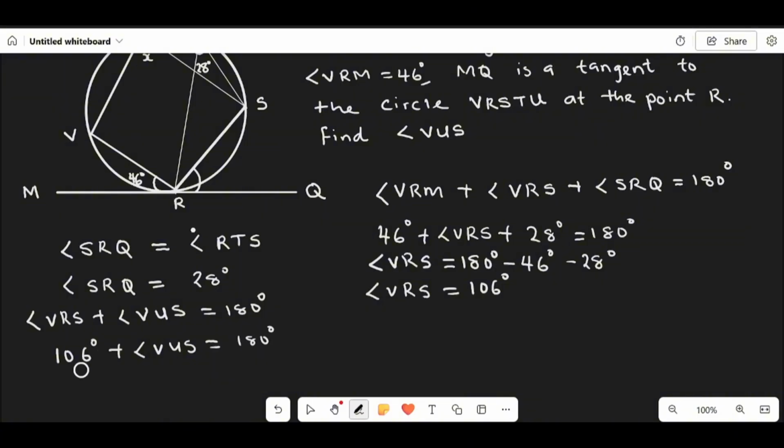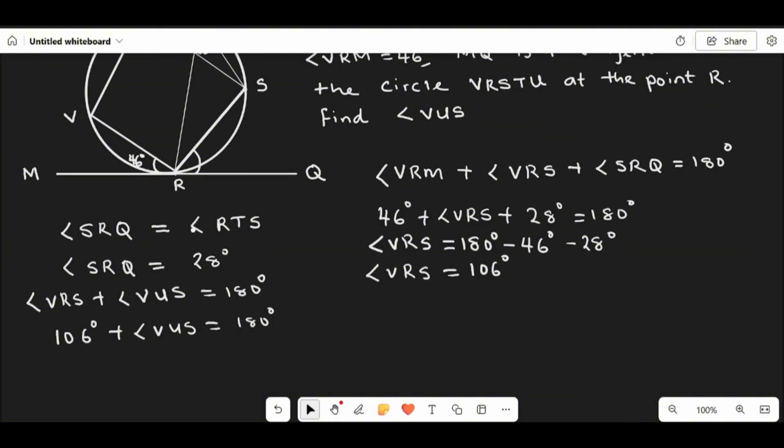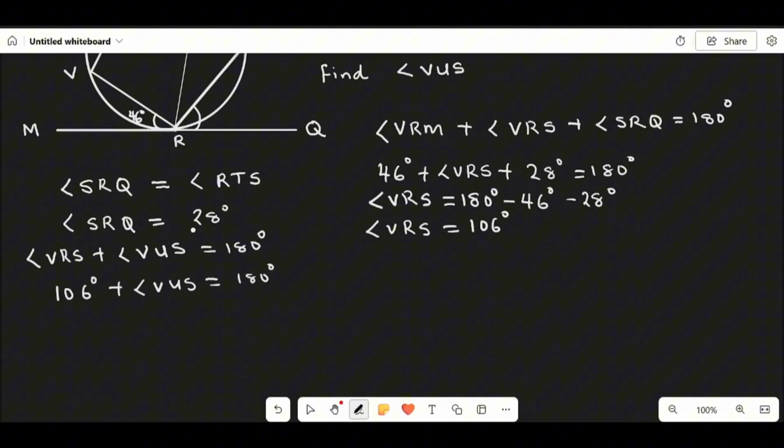Let us transpose 106 degrees to the right hand side and change the positive sign to negative sign. So we are going to have angle VUX is equal to 180 degrees minus 106 degrees. Our angle VUX is equal to 74 degrees.